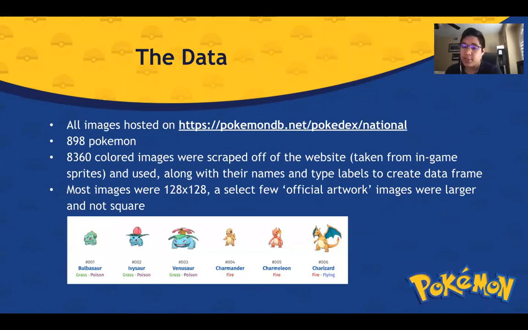So the data is hosted on PokemonDB.net. There's around 900 Pokemon total. 8,000 colored images were scraped off of the website, and their names and labels were also scraped off of the website and used to create a data frame. And then most of these images were 128 by 128. A select few were of differing sizes.